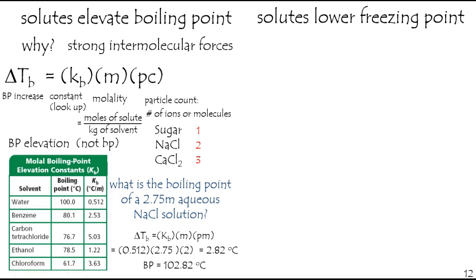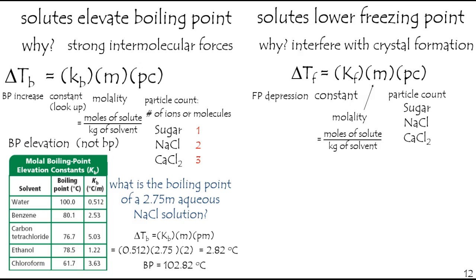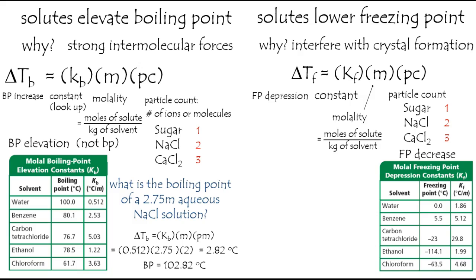They will lower the freezing points, giving you a longer liquid range. The reason could be that it interferes with the crystal formation, and therefore it makes it harder for those crystals to form. You have to go down to a colder temperature before they do. The formula is exactly the same, only with F's rather than B's, and the terms are very much the same. The change in the freezing temperature is equal to some constant times the molality of the solution times the particle count. Once again, it can be 1, 2, or 3 for sugar, sodium chloride, and calcium chloride.